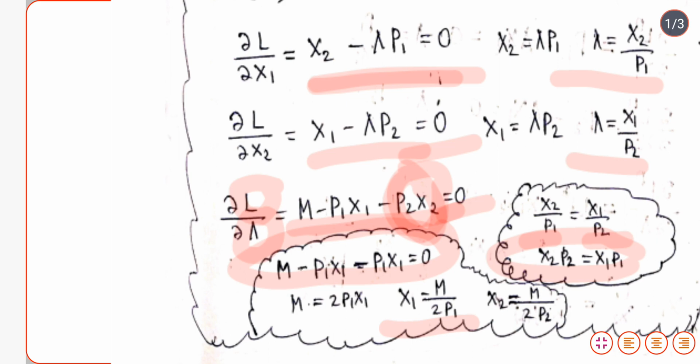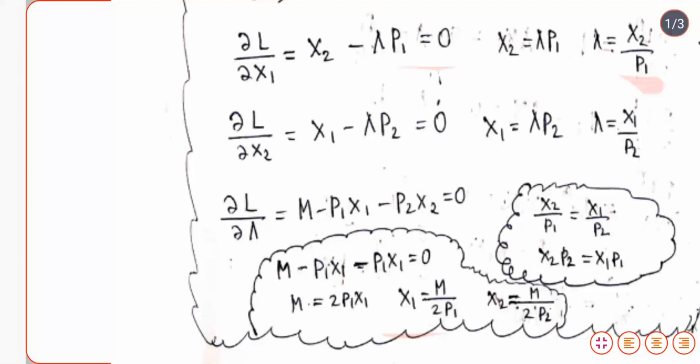In the same fashion, if you put the value of x1 p1 equals x2 p2 in this portion and determine the value of x2, then x2 equals m by 2 p2. So we have obtained the values of x1 and x2. Now x1 is a function of m, that is income, and p1, the price of x1, and x2 is also a function of m, the income, and p2, the price of x2. So x1 and x2 are each a function of income and price.